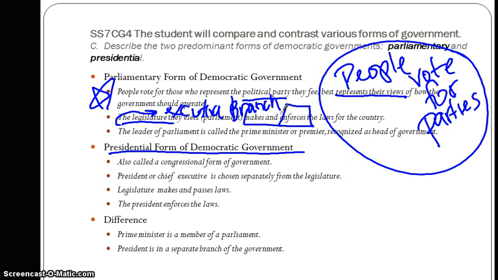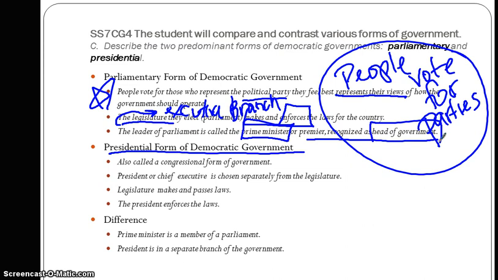The leader of parliament is called the prime minister, and he is recognized as the head of the government. If you're confused, we're going to need to have you talk to your teacher. So talk to your teacher if you're a little bit confused about this.